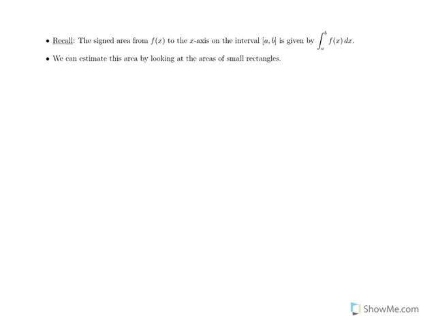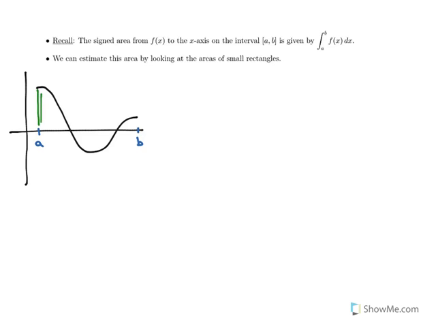So remember that the signed area from the function to the x-axis on the interval a, b is given by the definite integral from a to b. And if we draw a picture of this, we have some function here. We'll draw the function so that it goes above and below the x-axis here. On the interval a to b, the signed area is represented by the area from the function to the x-axis.